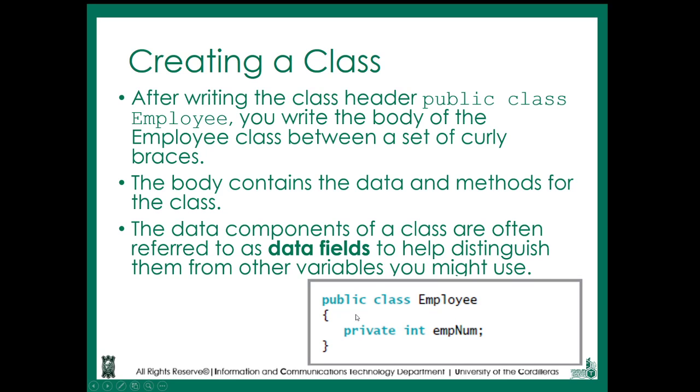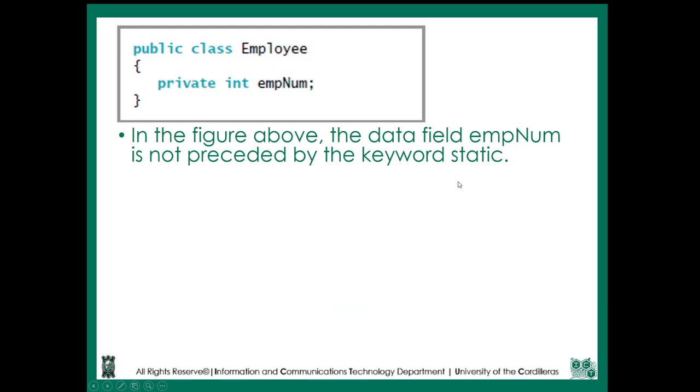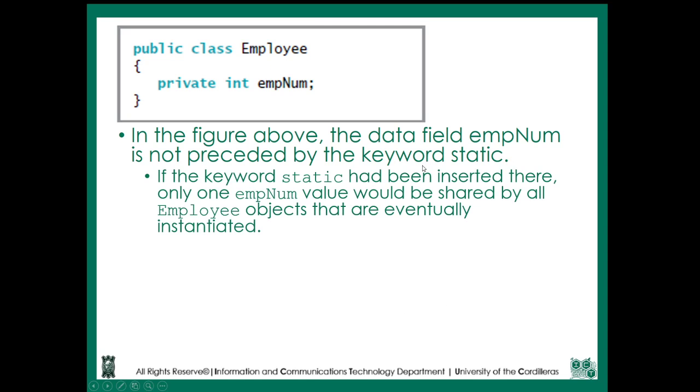This time, we use a specific access specifier while declaring a particular variable, which is empnum. So we have here private. We will be discussing the difference between public and private in the next part of our discussion. The data field empnum is not preceded by the keyword static. Now, remember this: if the keyword static had been inserted there, only one employee number value would be shared by all employee objects that are eventually instantiated.